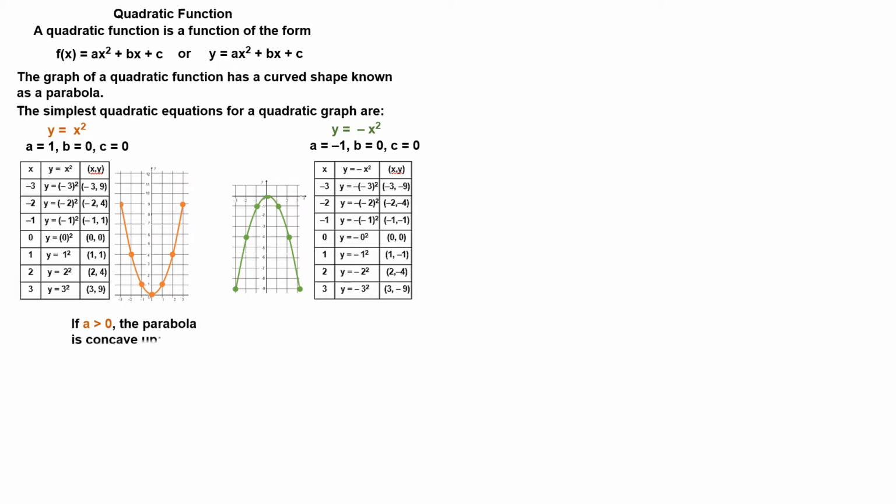Take the equation y equals minus x squared to fill a table of coordinates. Plotting these coordinates and joining the points together, we get this parabola. The first important feature of the graph is that if the coefficient of x squared is positive, the parabola will open upwards. And if the coefficient of x squared is negative, the parabola will open downwards.